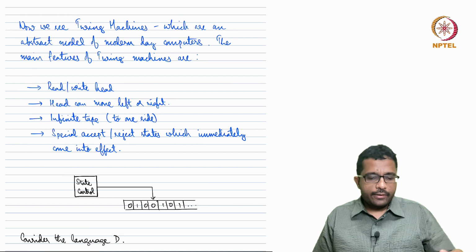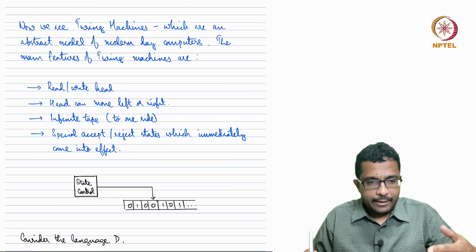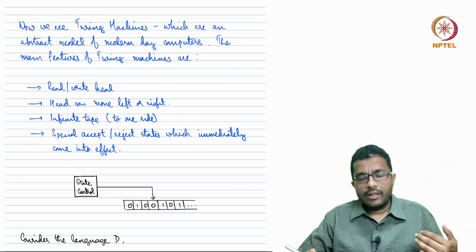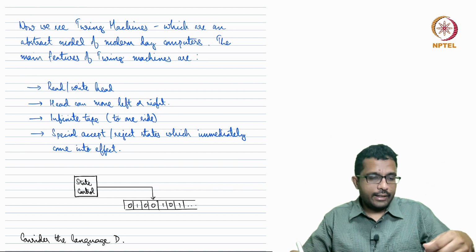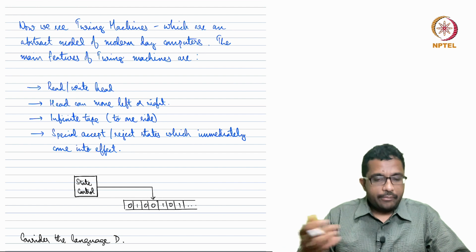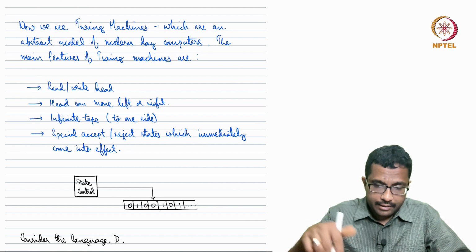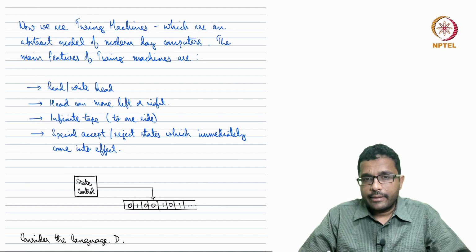So the first difference is that we have a read and write head. There is an input which is given on some tape, and the head can read as well as write. When you read the input, it can also write something onto the tape. It could overwrite the contents of the tape, or erase the contents and write something there. So the first difference is that we have a read-write head.